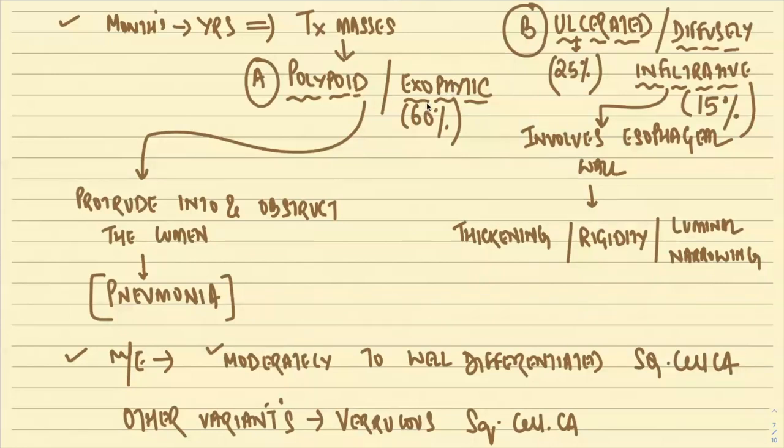The first and most common pattern, which is responsible for 60% of the cases of squamous cell carcinoma, is a polypoid or an exophytic pattern. The tumor is protruding into and is obstructing the lumen. Because of obstruction, it might also lead to pneumonia.